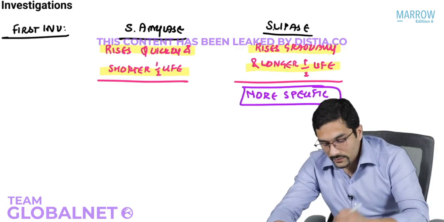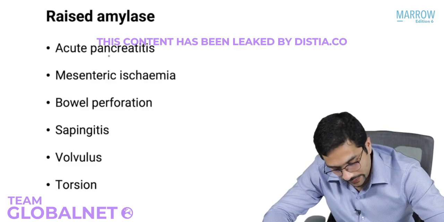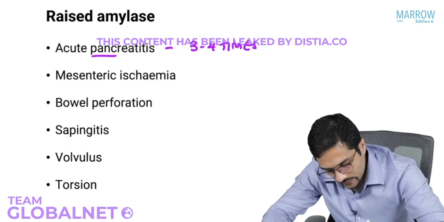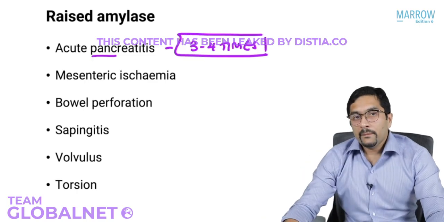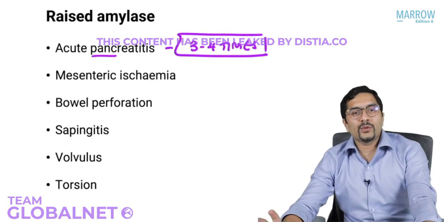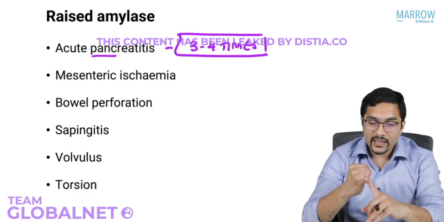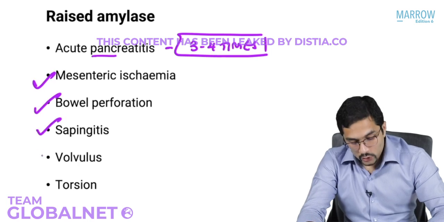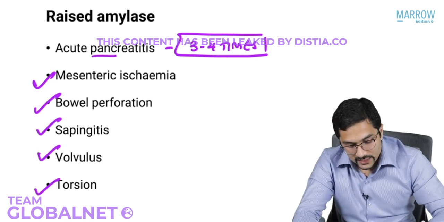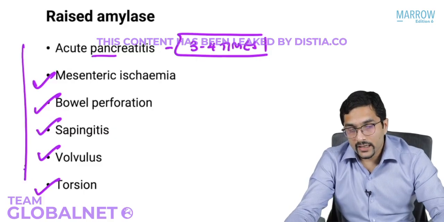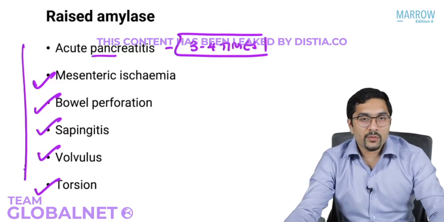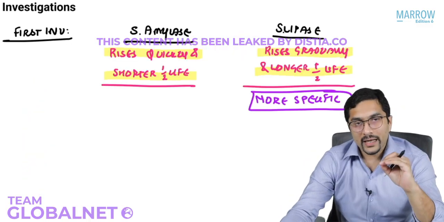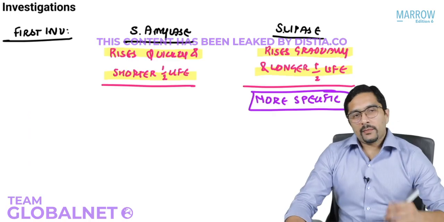And what are the other conditions where amylase can be raised? It can be raised in pancreatitis where it is 3 to 4 times the normal value. But it can be raised in other acute abdominal conditions like mesenteric ischemia, perforated ulcers, volvulus torsion, and salpingitis. These are the other cases where amylase can also be raised, which is why it is not a very specific modality for acute pancreatitis.